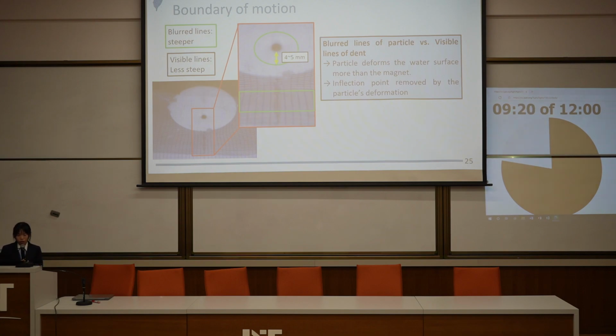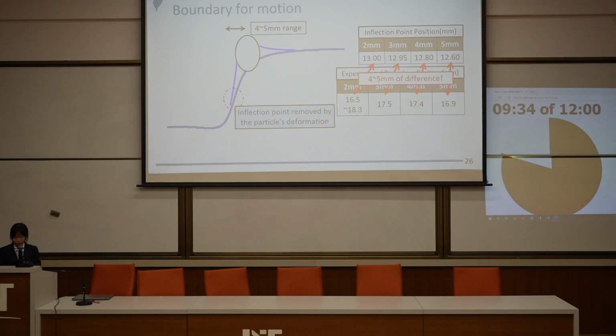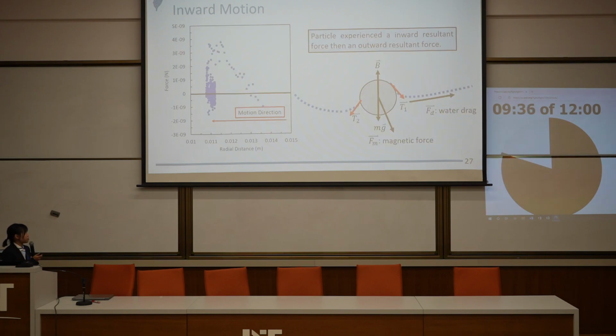So this is the reason that we have a 4 to 5 millimeter boundary in our experiment. So next, if the particle, that's the explanation. So we can see, well next, talking about the FR, the force of the inward motion, we can see that these are the forces that are being acted upon the particle.